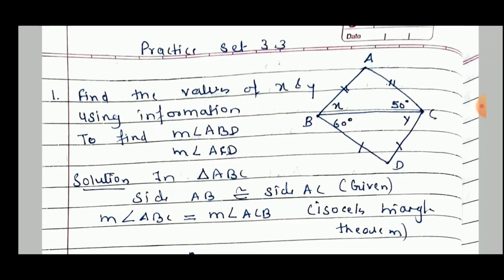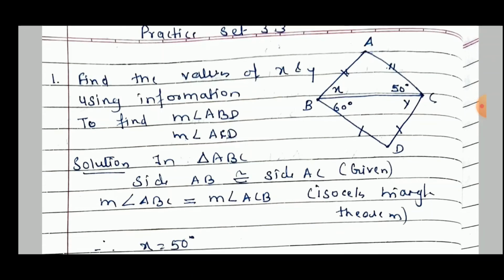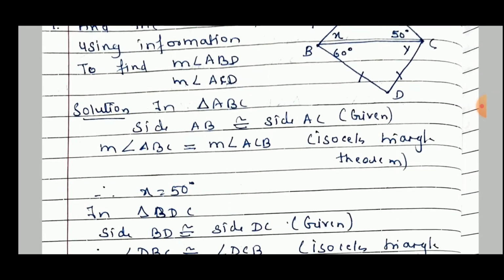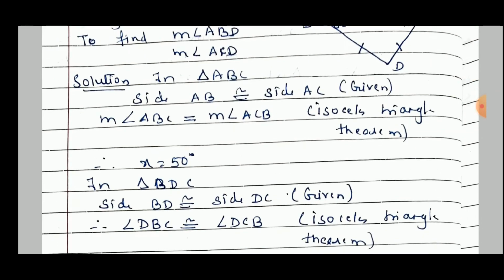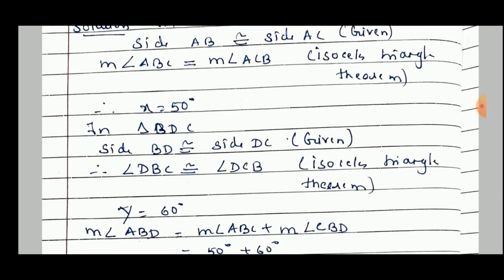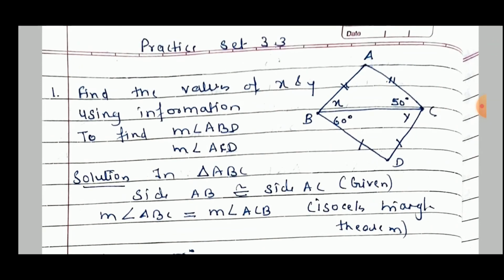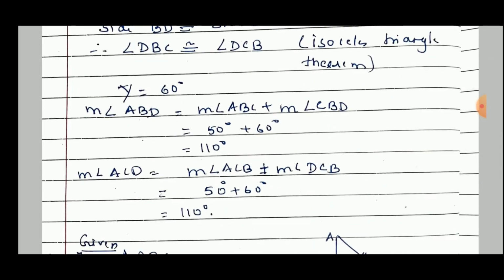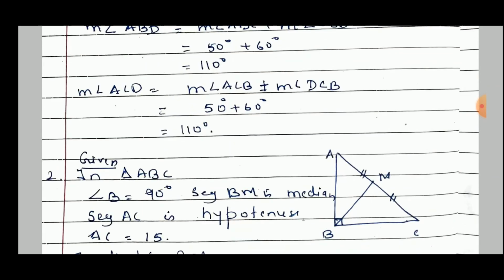Now solution: in triangle ABC, segment AB is congruent to segment AC. So angle ABC is congruent to angle ACB, by the isosceles triangle theorem. So therefore x is equal to 50 degrees. Similarly in triangle BDC, BD is congruent to DC. Therefore angle DBC is congruent to angle DCB, by the isosceles triangle theorem. So therefore y is equal to 60 degrees. Now the measure of angle ABD is equal to the measure of angle ABC plus the measure of angle DBC. So 50 plus 60, that is equal to 110 degrees. So ACD will be equal to ACB plus DCB. So 50 plus 60, that is 110.